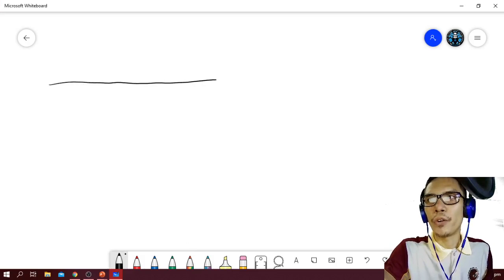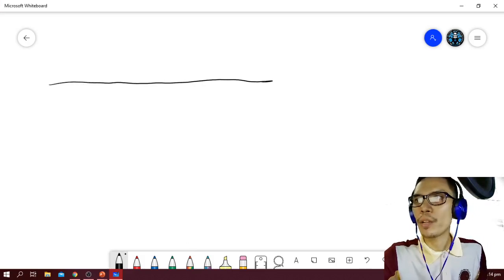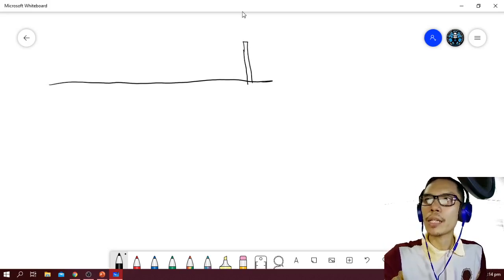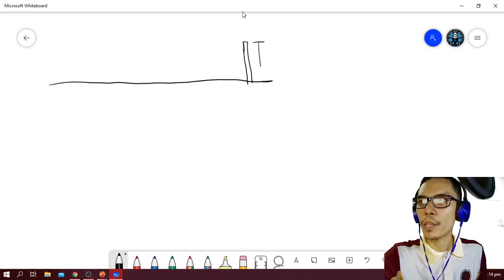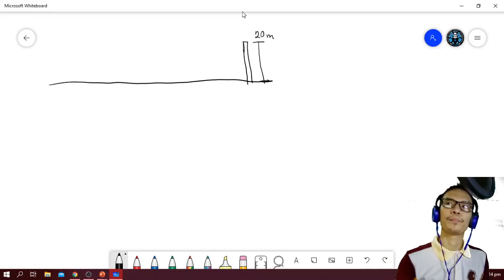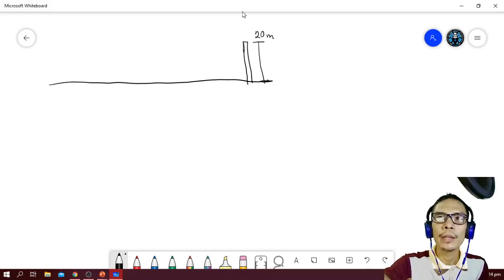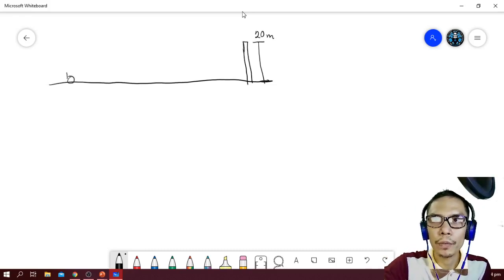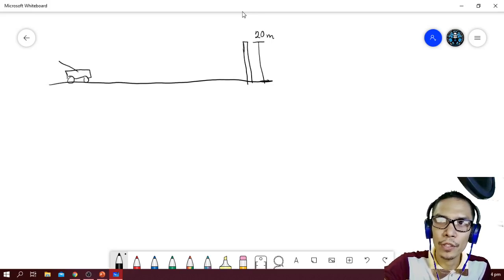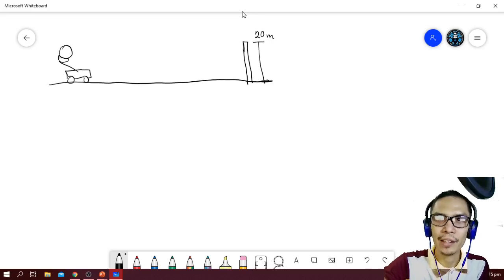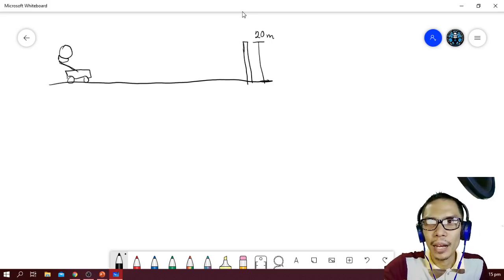This is a level ground, and the castle wall is on this side. The castle wall is 20 meters in height, so from this point down to that point, that is 20 meters. And this is your catapult. Pardon my drawing. So this is your catapult, and the rock.